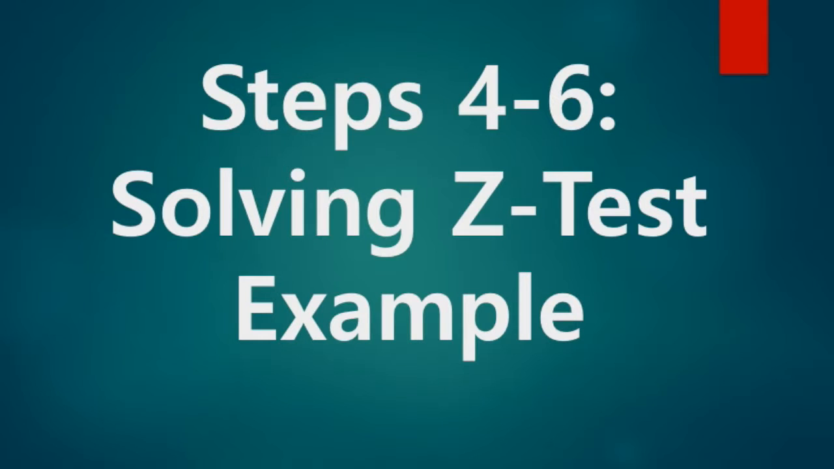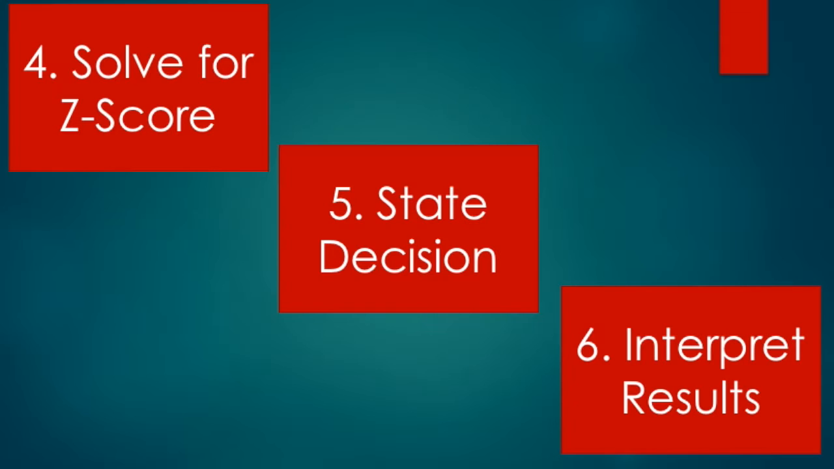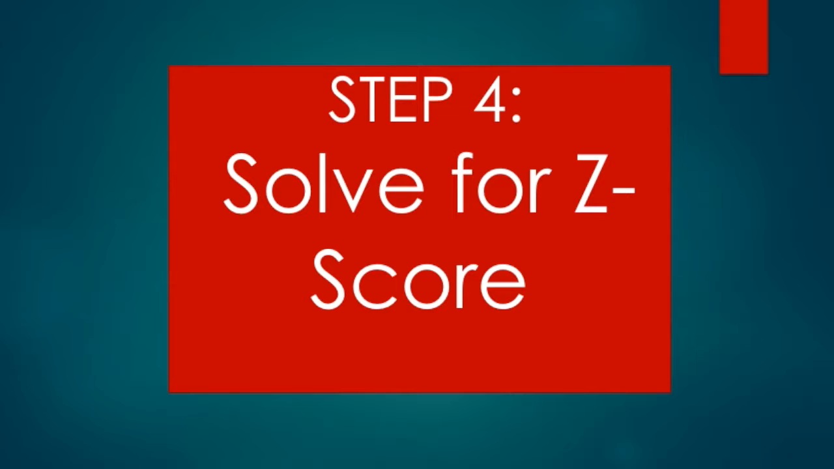Next, we will move on to steps 4 to 6 of hypothesis testing to continue solving for our z-test example. Step 4 is solve for the z-score. Step 5 is state your decision, and step 6 is interpret the results. Okay, let's get started with step 4, solve for the z-score.